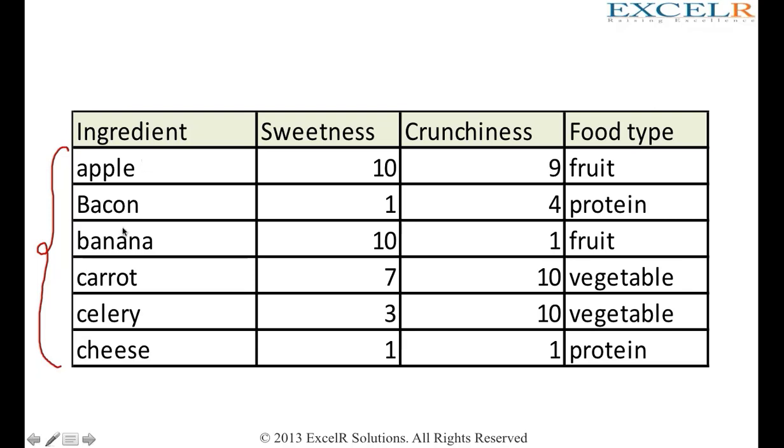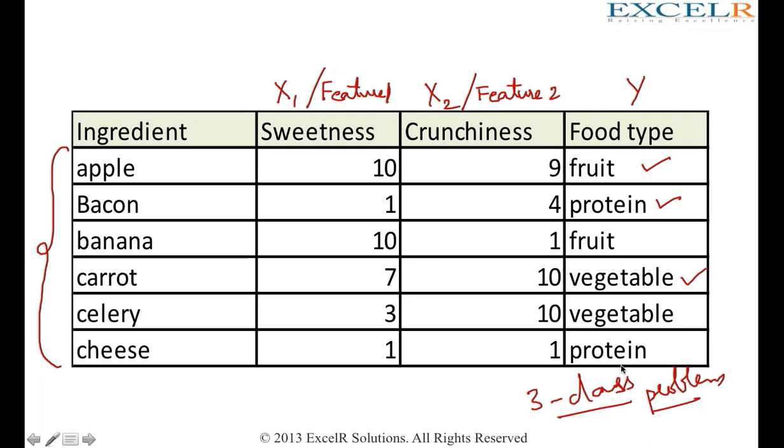And for all these 6 ingredients you have sweetness and crunchiness, which are your inputs. These inputs are also called features. And then you have the food type, which is the Y output. For each ingredient, given the sweetness and crunchiness, you should be able to assign it to an appropriate class: fruit, protein, or vegetable. Since you have 3 classes within this food type, it's called a 3-class problem. Okay, this is the data that we have.